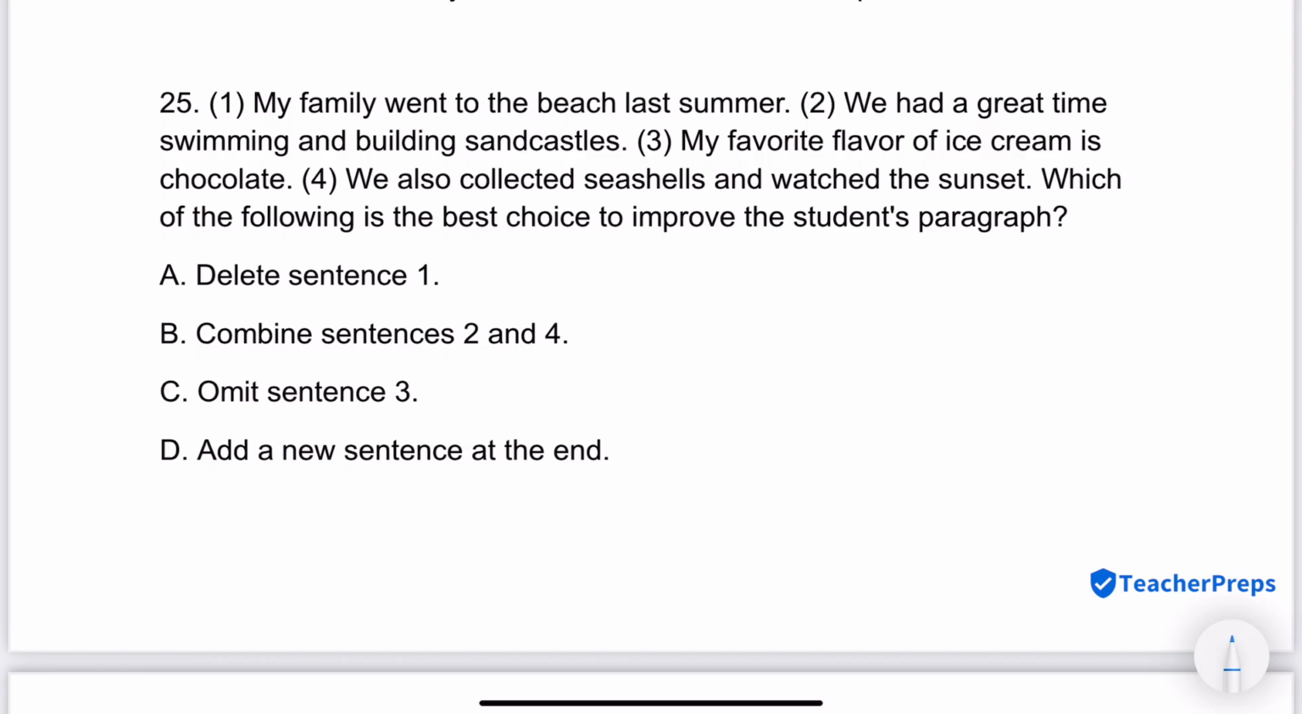All right, and this is considered a revision question. Again, sometimes it helps me to paraphrase and just really identify what type of question I'm being asked so that I can understand what type of answer I need to be looking for. And a good paragraph should be really about one main idea. So this paragraph is all about a trip to the beach, which is really nice. Sentence 3, however, is about loving chocolate, which is a little bit off topic and it doesn't fit. So I'm going to go here with option C and we're just going to omit sentence 3.